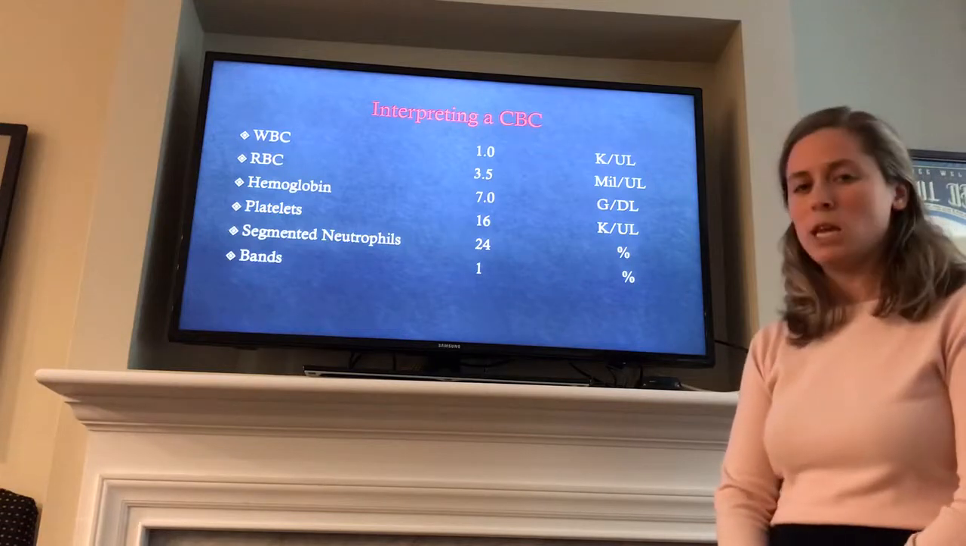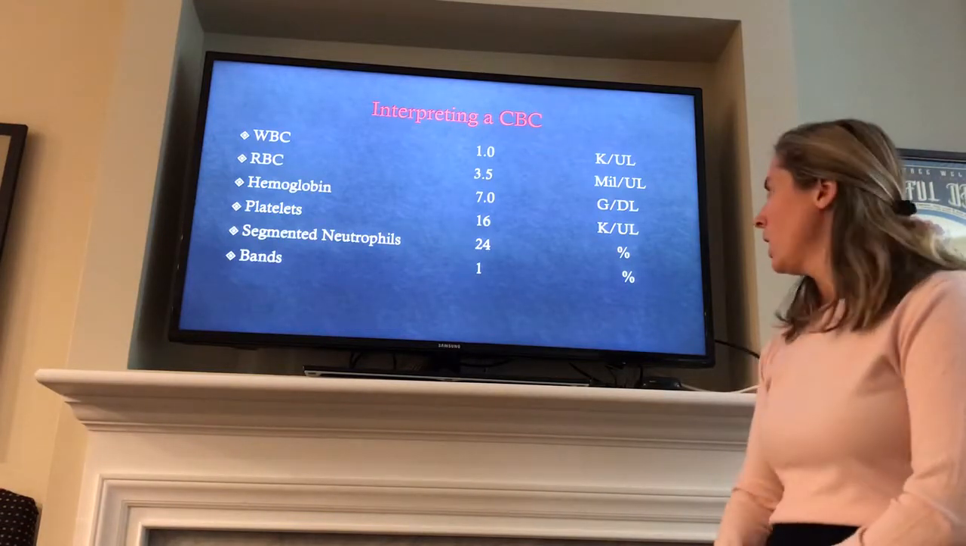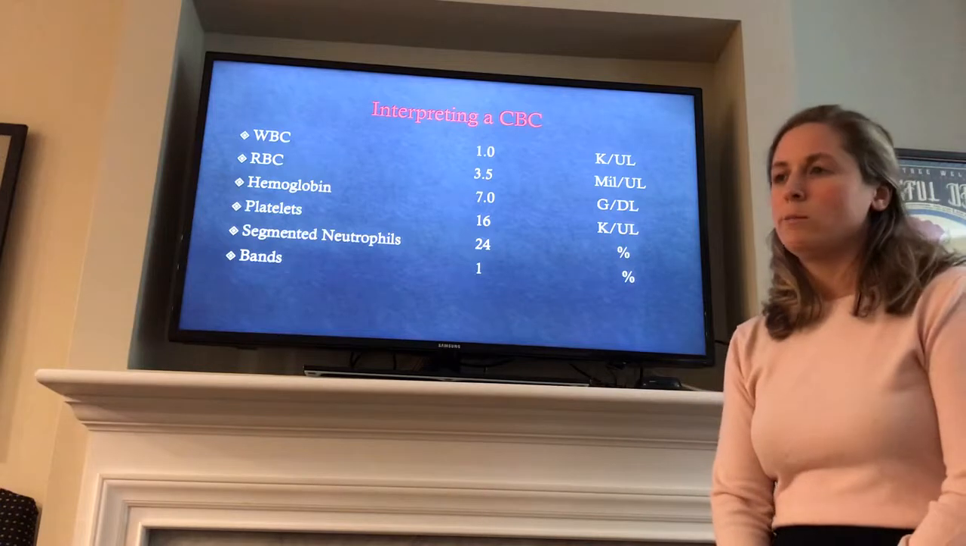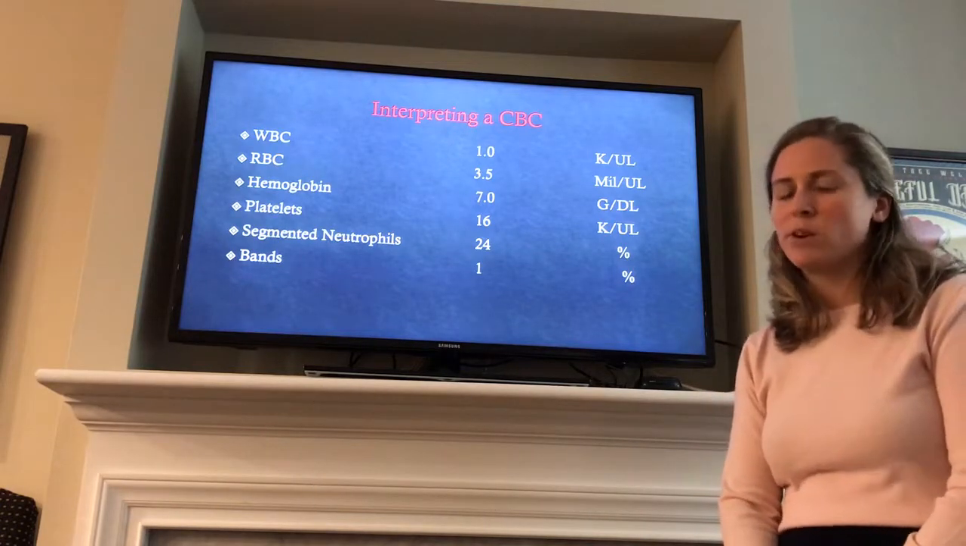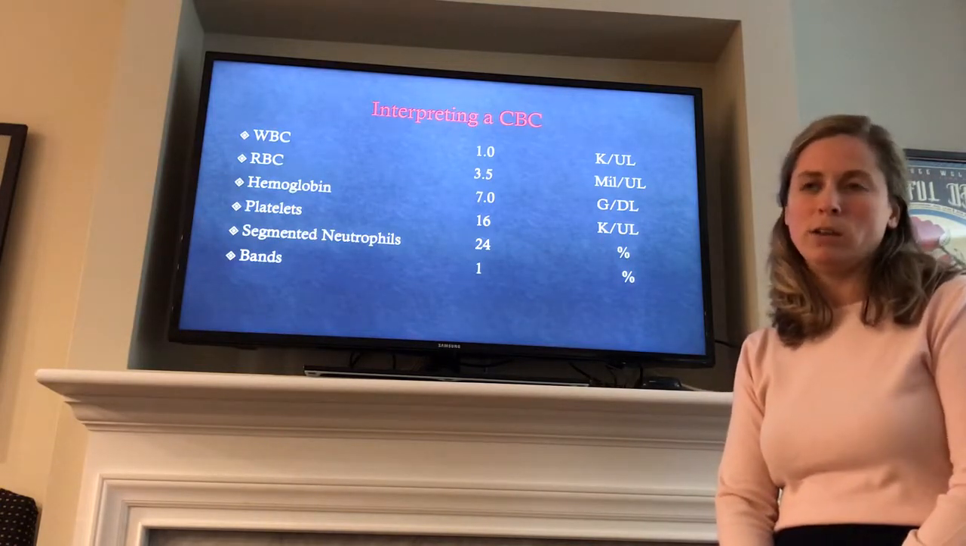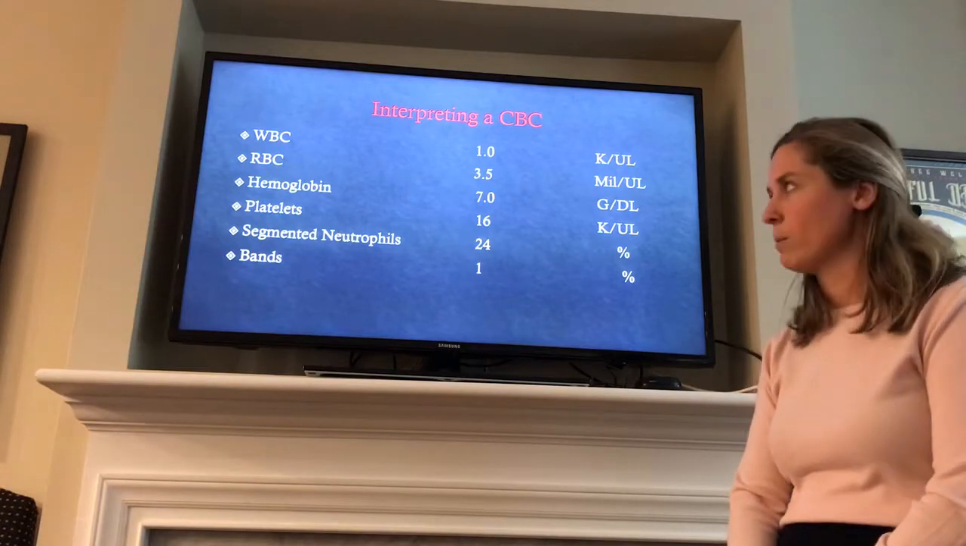And then platelets, 16. So that's a pretty low platelet count, and that would be 16,000. That's a pretty low platelet count, but depending if they're not symptomatic, we may be able to wait a little bit longer until they're lower to give platelets for that.